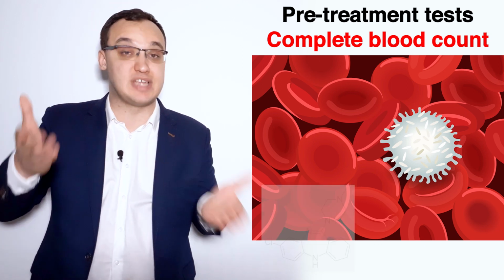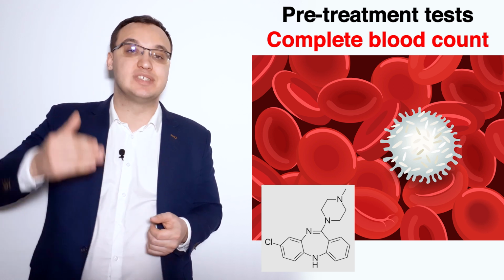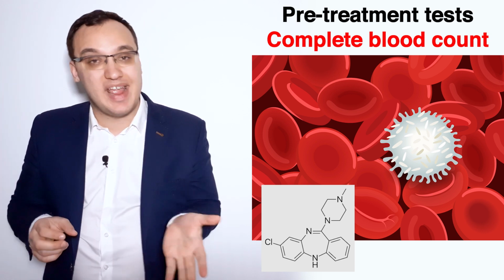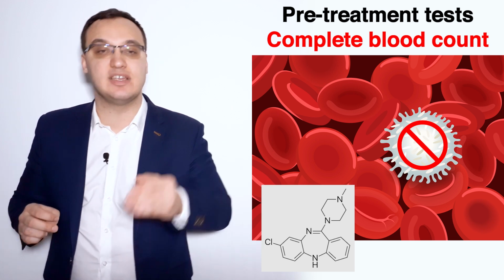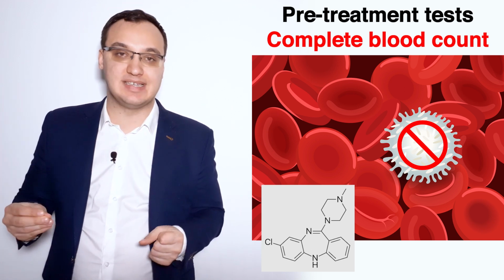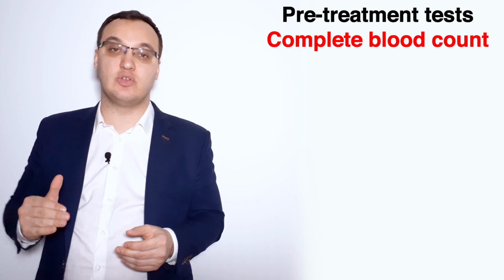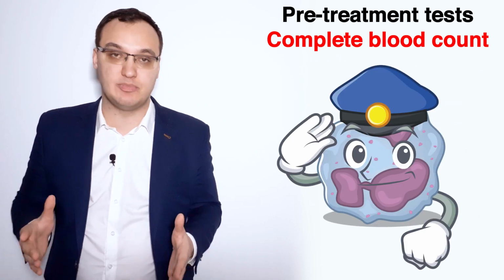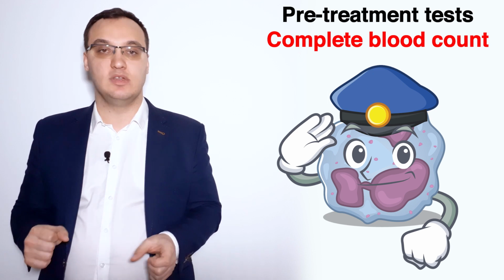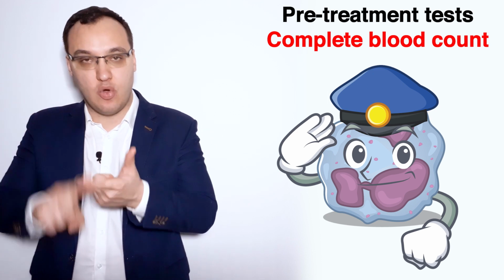We know, for example, clozapine. Clozapine is an antipsychotic that can cause agranulocytosis. Very rarely, but it can cause it. That means agranulocytosis: no granulocytes. Granulocytes are white blood cells. So we will have no white blood cells. And as we know, white blood cells are the police force of your body, of your immune system. We need white blood cells. So watch out: complete blood count, white blood cell count.